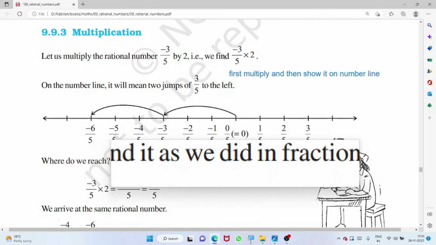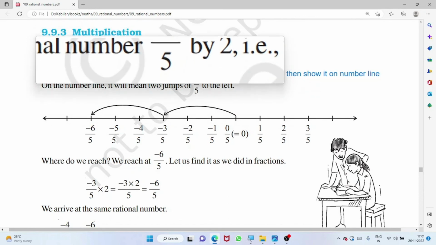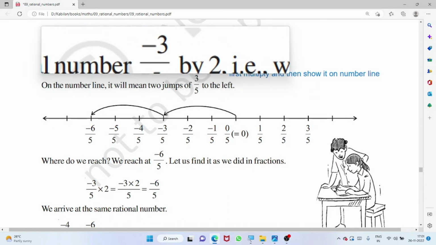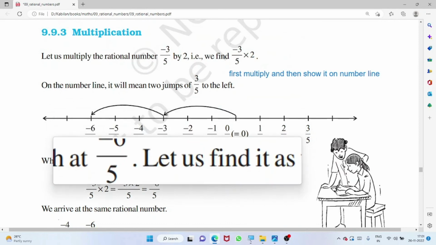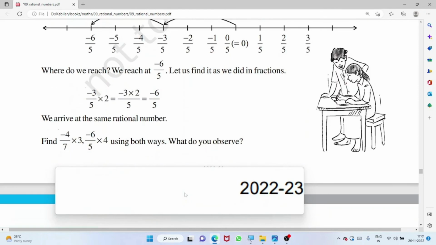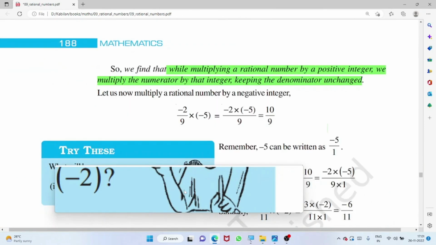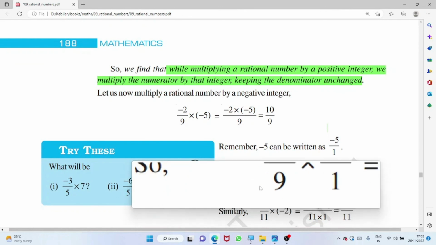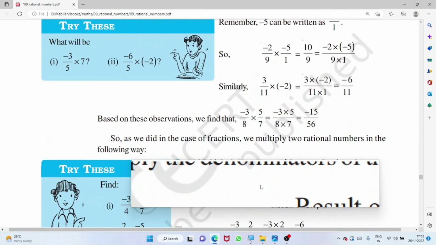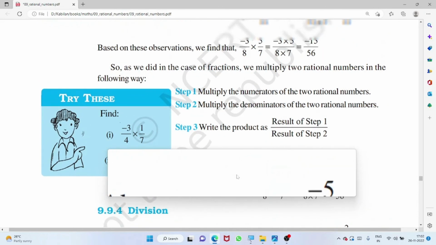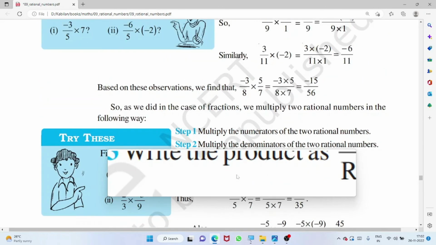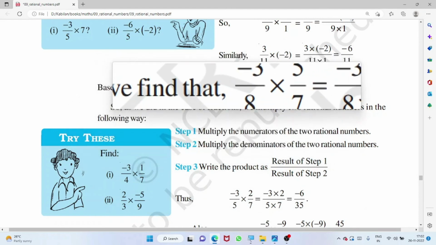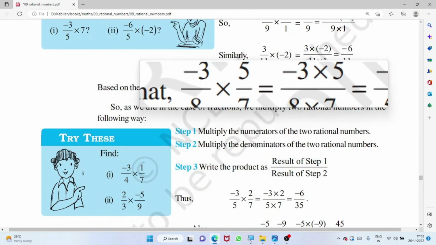Multiplication: you can first multiply, then show it on the number line. First, minus 3 by 5 into 2 means minus 6 by 5, then you show minus 6 by 5 on the number line. While multiplying a rational number by a positive integer, we multiply only the numerator by the integer, keeping the denominator unchanged. But if you are multiplying with a fractional number, like minus 3 by 8 into 5 by 7, we have to multiply the numerator as well as the denominator.